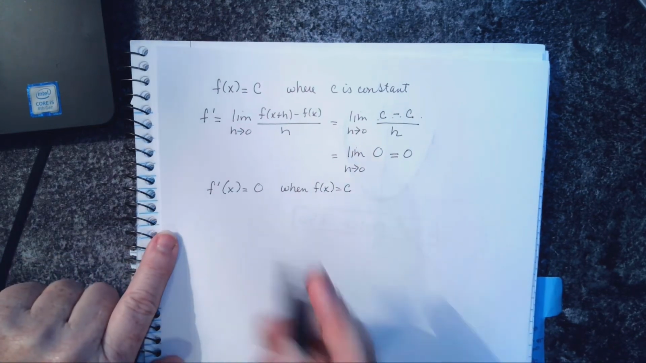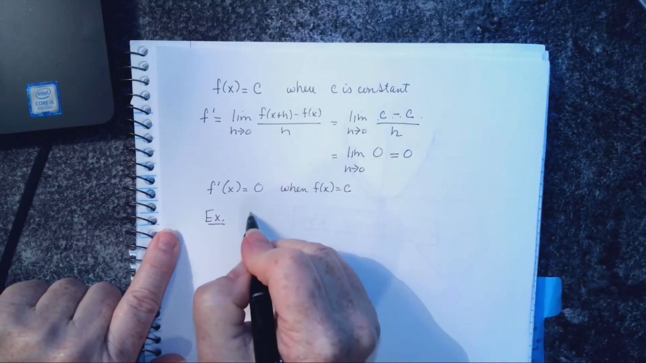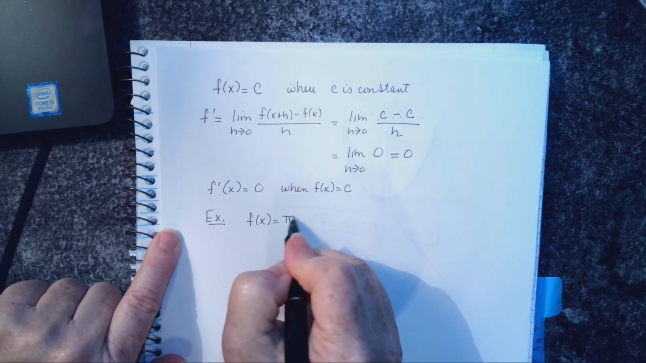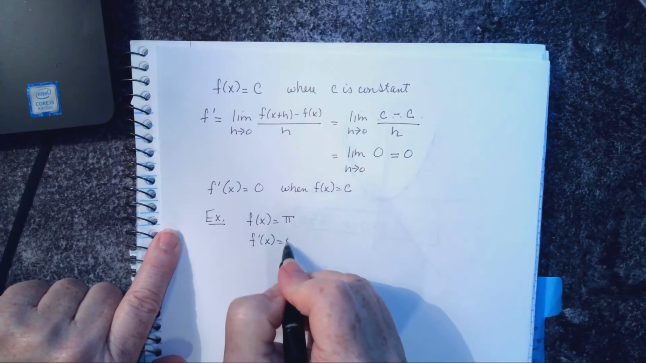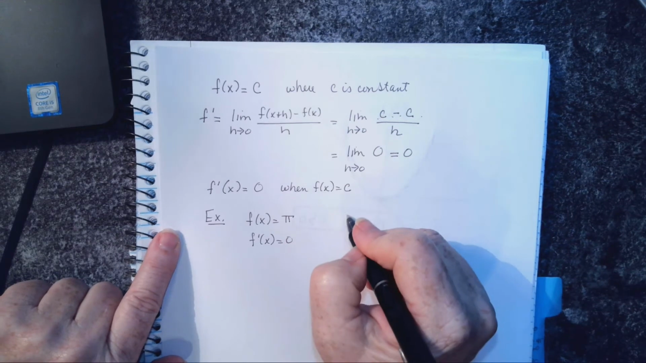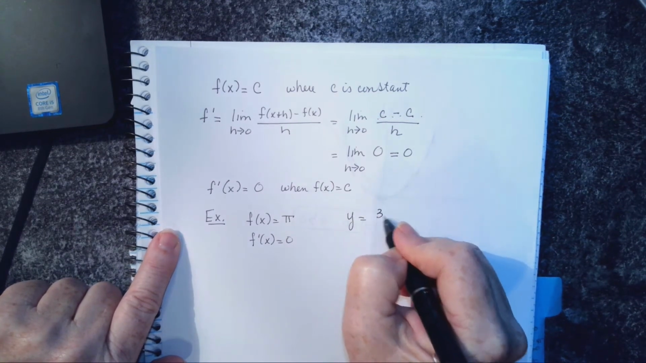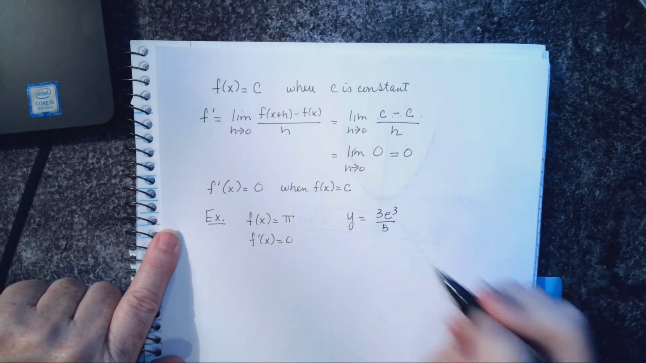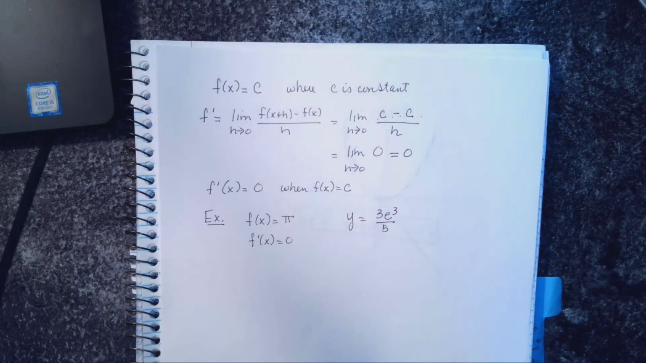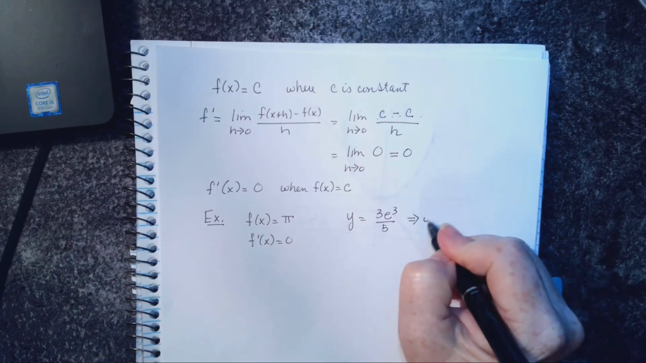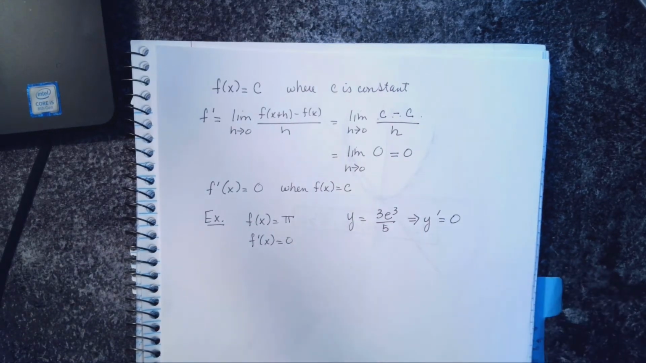For example, if you have f of x is equal to, say, pi, what's the derivative? It's 0. If you had y equals 3e to the third over 5, what kind of creature is this? It's constant. E is just a number. You cube it, multiply by 3, divide by 5. Still just a constant number. That derivative would also be 0. Everybody okay so far?